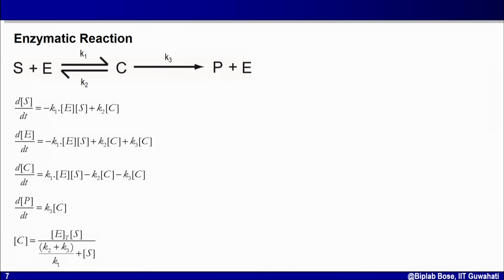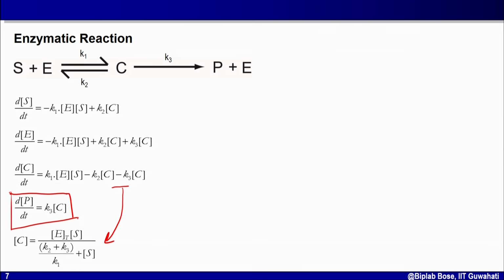So let us clean a bit. What I have got, this is my scheme and I have initially written down the ODEs. From the dC/dt, I have got this relation considering steady state for C, that C is equal to ET S divided by (K2 plus K3) by K1 plus S. So now take this ODE.